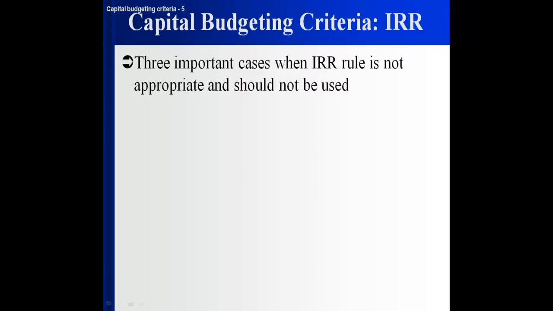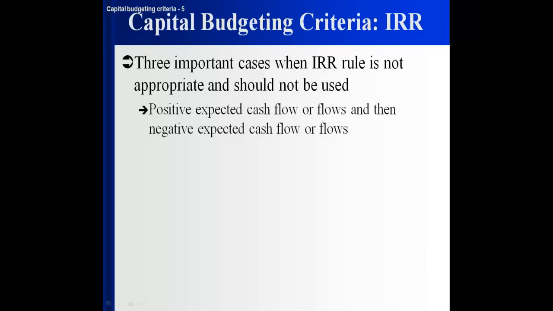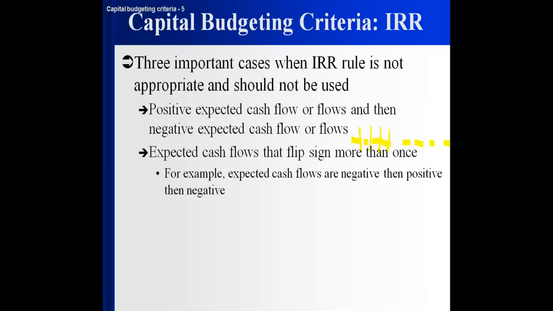So here are 3 important cases when the IRR rule is not appropriate and should not be used. Number 1, if you have positive expected cash flows and then negative cash flows. Again, there's nothing inherently wrong with a project like this. This is just one where you get your money up front and then you have to pay it back later. You just can't use IRR to make a decision as to whether it's a good or bad project.